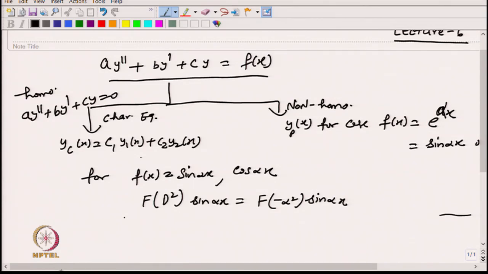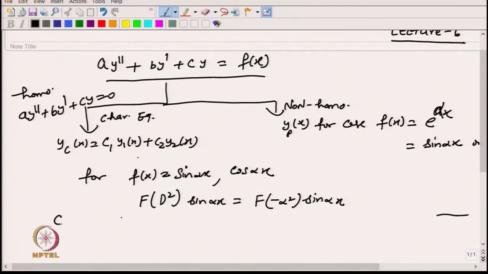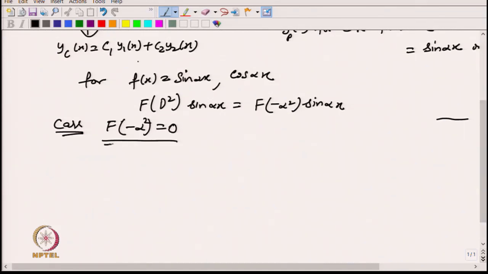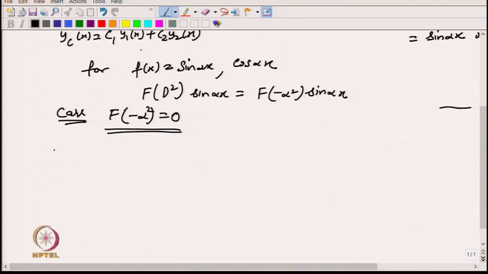Now I am taking this case: what about when f(minus alpha square) becomes 0? This is the same case as we did for the exponential case, when e raised to power alpha x and alpha is a root of the corresponding characteristic equation. So how can we solve this one? Let us do one example.